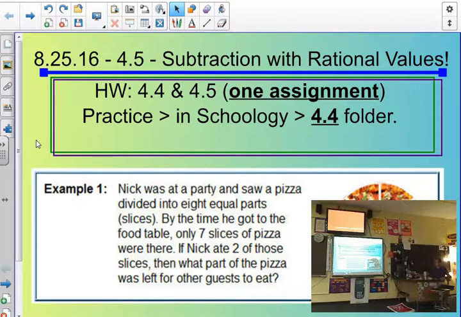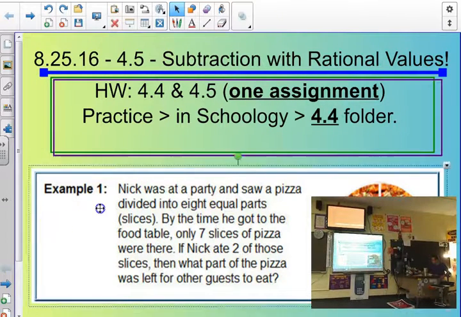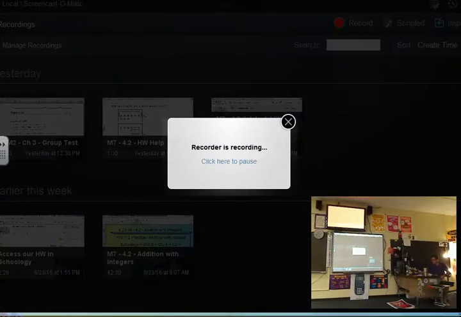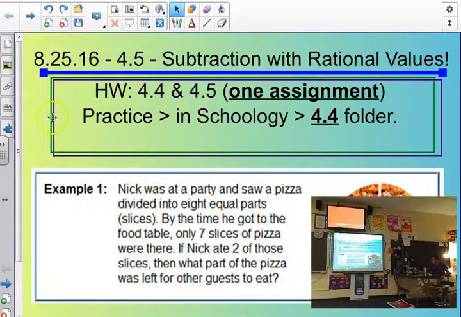I don't know how to make this go away. So I'm still learning things. Do we all have our homework written down? Yes. Sorry that you can't really see the pizza. I don't know how to make that go away.